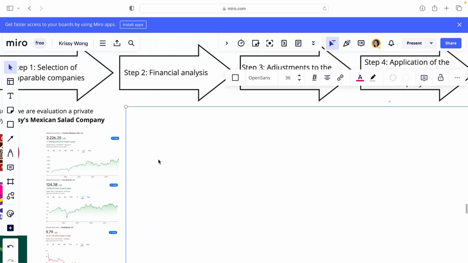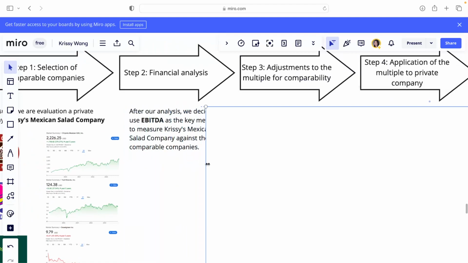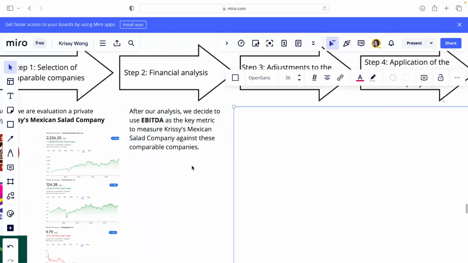Now moving on to financial analysis. After some analysis, the valuation analysts decide to use EBITDA as the key metric to measure Chrissy's Mexican salad company against these comparable companies. EBITDA means earnings before interest, taxes, depreciation, and amortization. It's a common metric that we use in financial analysis to determine the earning ability of a company. So we decided to use that metric.